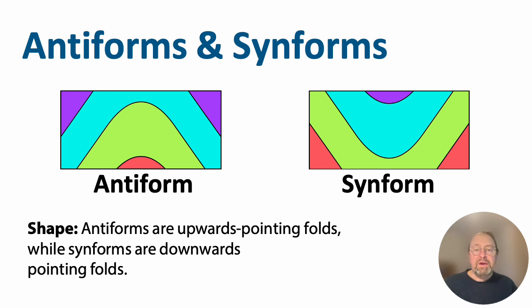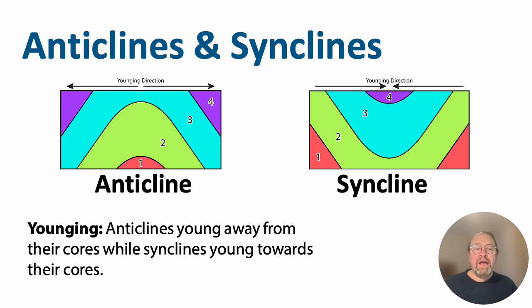So these are similar to, but different from, anticlines and synclines. The definition of an anticline is one where the oldest rock, number 1 here in red, is in the center of the structure, and they get younger towards the outside of the fold. So 4 would be the youngest and 1 would be the oldest. In contrast, a syncline is a bit different because the youngest one is in the middle and the oldest is on the outside. They young towards the center, and anticlines young away from the center of the structure.